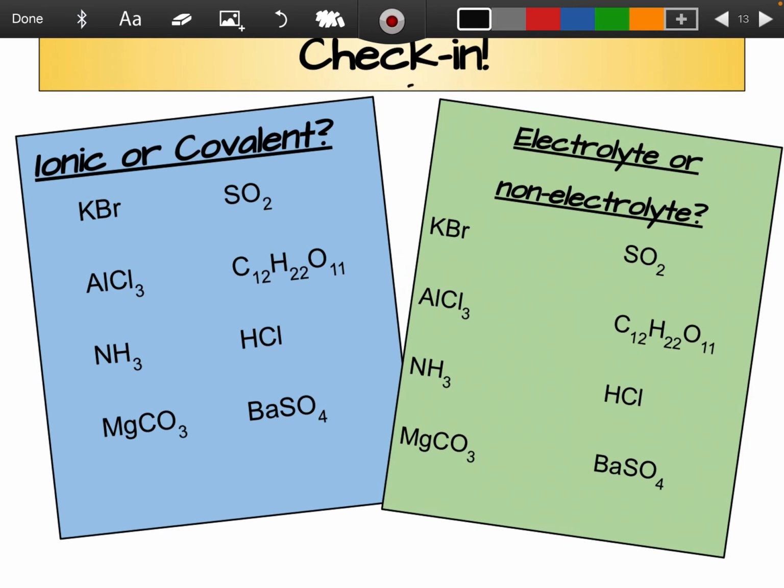All right, so here's a quick check-in. So this kind of ties the information from yesterday and today all together. So from yesterday, ionic or covalent. Remember, ionic is a metal and a nonmetal. Covalent is two or more nonmetals. So you have to look on the periodic table to figure out if it's ionic or covalent. So take a second, pause the video, go through each example and see if you can classify each one before you check your answers. And then we'll do the green box about electrolytes and non-electrolytes.